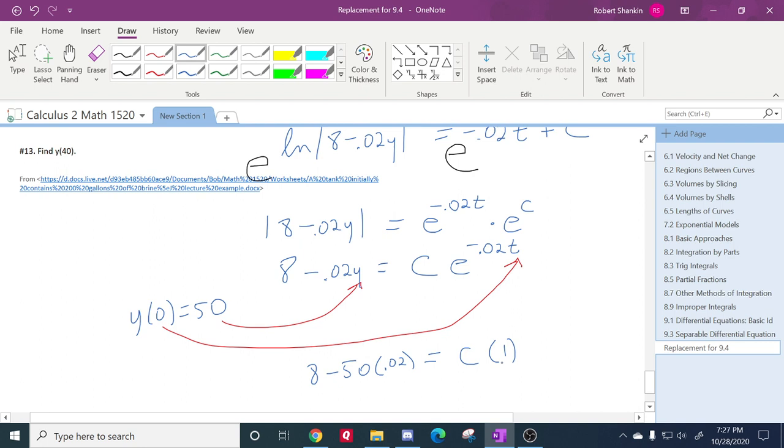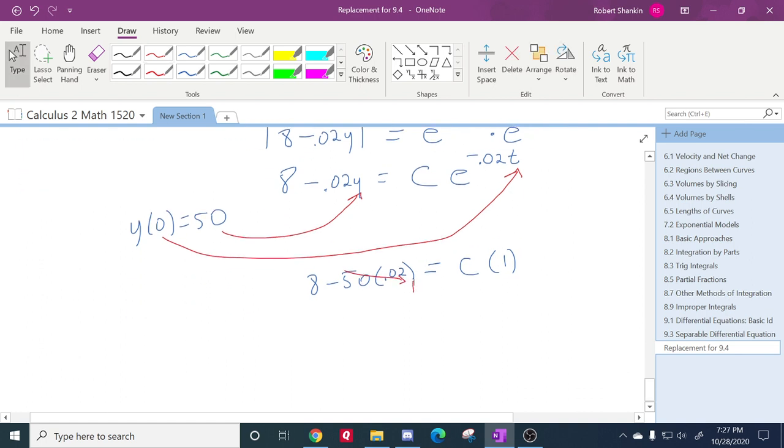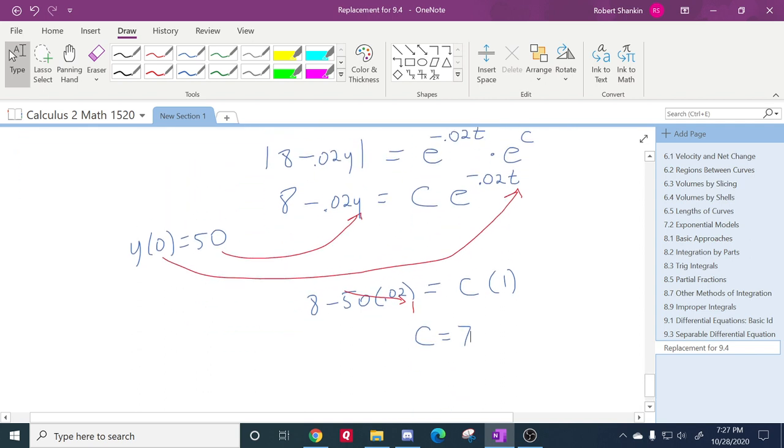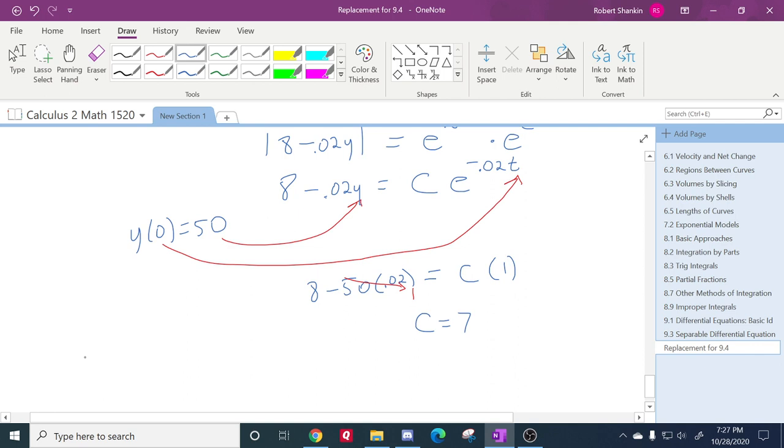Now, 0.02 is the same as 1/50th, so these two multiply to be 1. So I get c is equal to 7. And then this tells me that 8 minus 0.02y equals 7 e to the negative 0.02t.